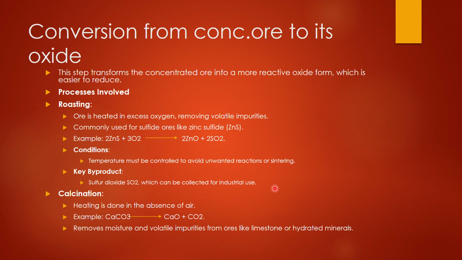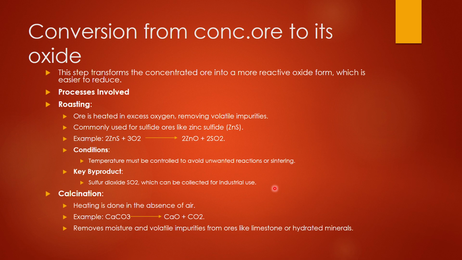Okay, let's move on. It's already going ahead. Next, conversion from concentrated ore to its oxides. So as you all know, this step transforms the concentrated ore into a more reactive oxide form, which is easier to reduce. See, as you all know, metals are reducing agents, non-metals are oxidizing agents, and metallic oxides are basic, so they are more easily reduced. Basic oxides are more easily reduced than acidic oxides, which are non-metallic oxides.